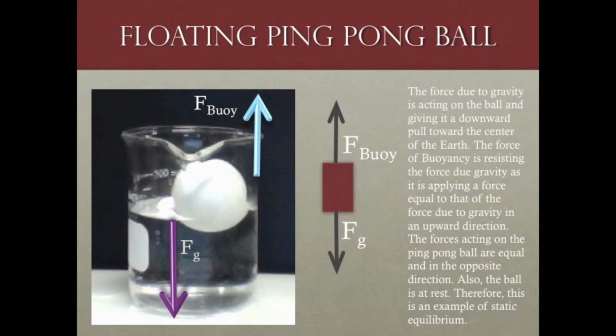In this example, the force due to gravity is acting on the ball and giving it a downward pull towards the center of the Earth, while the force of buoyancy is resisting that force and is applying a force that is equal and opposite to the force of gravity. Therefore, since that force is equal and opposite, it is in a state of equilibrium, and since the ping pong ball is at rest, the ping pong ball is in a state of static equilibrium.